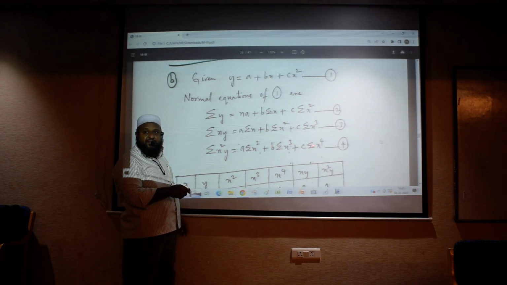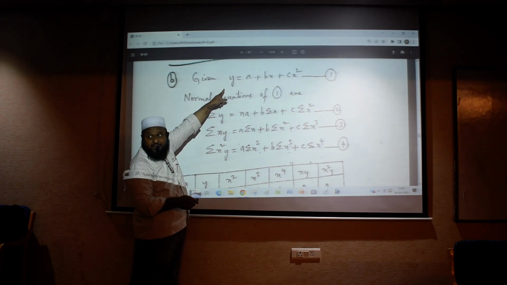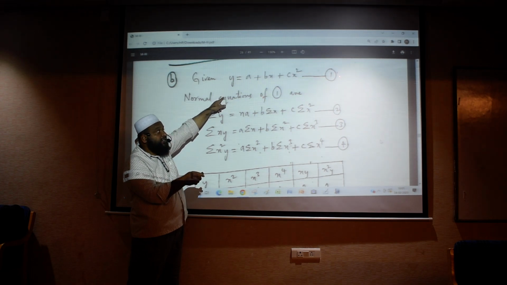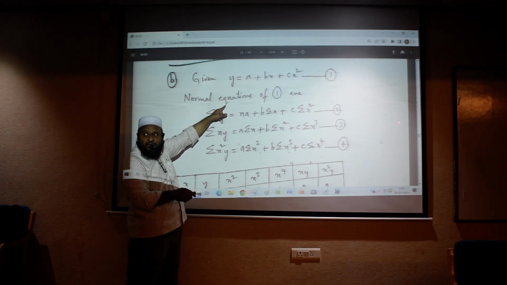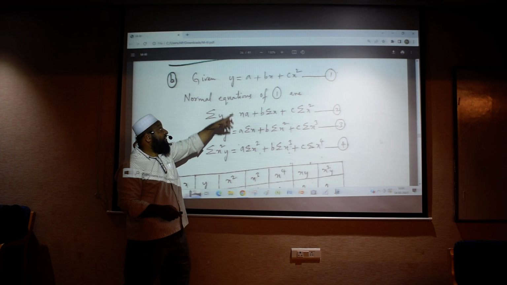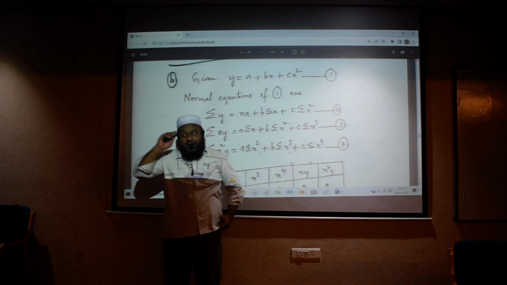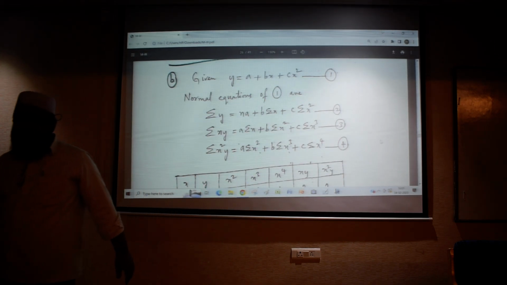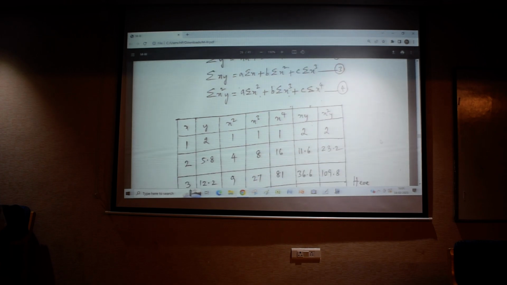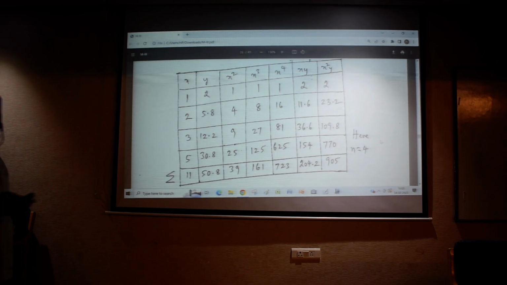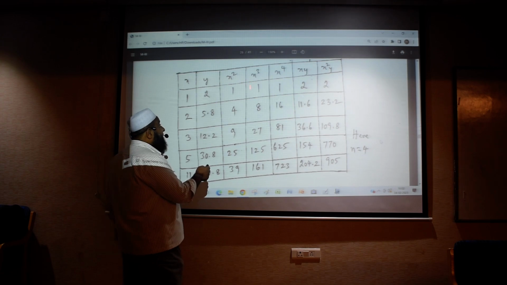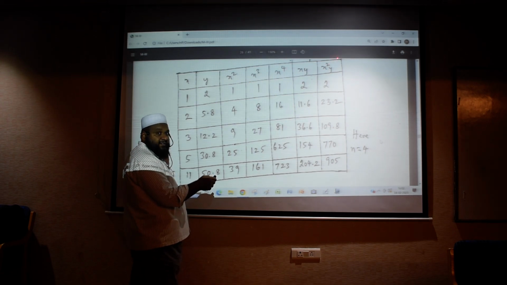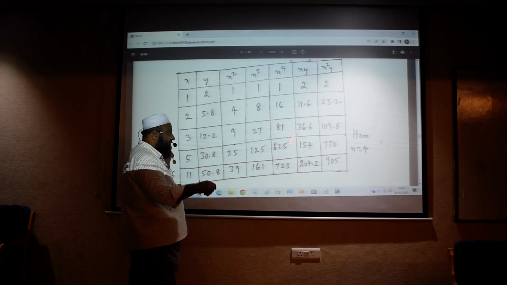So these are the normal equations. From this main base, first one, you are writing second, third and fourth. Three equations, because there are three unknowns, a, b, c. Like that you remember. What is next? Table. We need x, x square, x cube, x power 4, xy and x square y. The values are available.